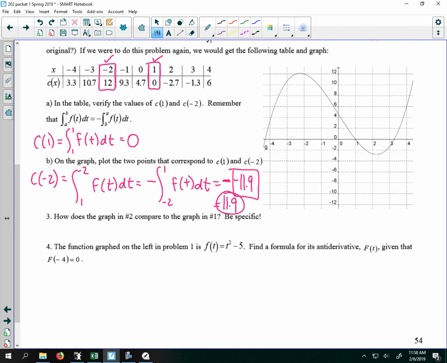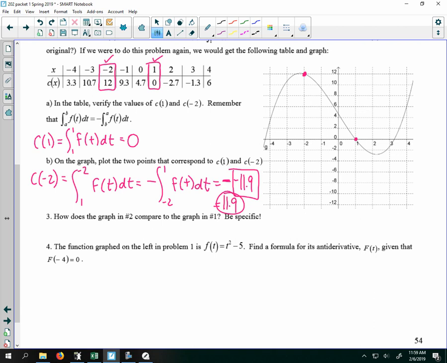Okay, so how does the graph in number 2 look? On the graph, plot the 2 points that correspond to C of 1 and C of -2. So C of 1 is 0, and C of -2 is 11.9. Those 2 points are on the graph. If I plot the rest of those points, this looks like a cubic polynomial graph.